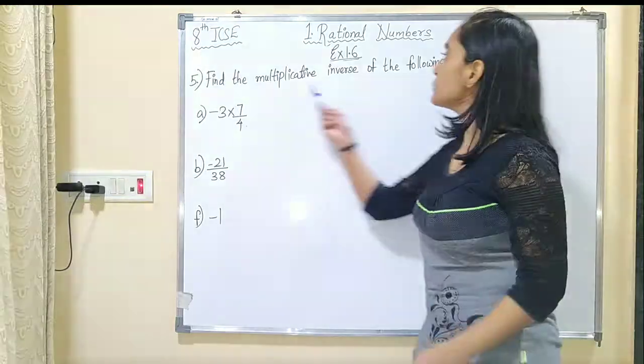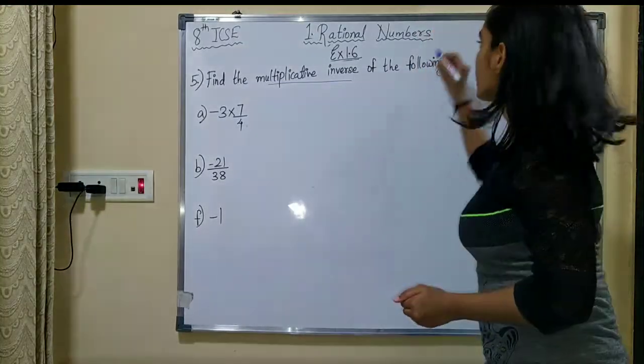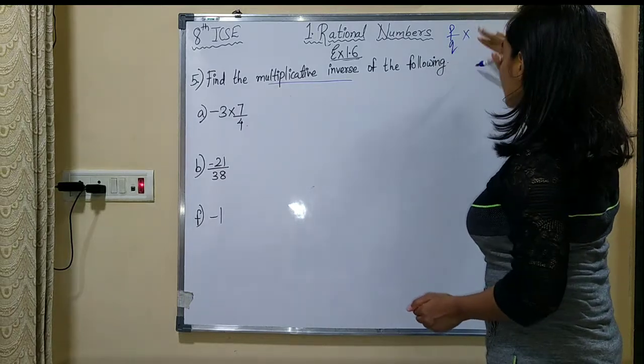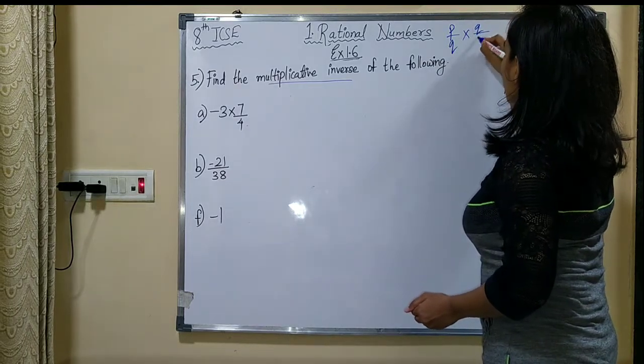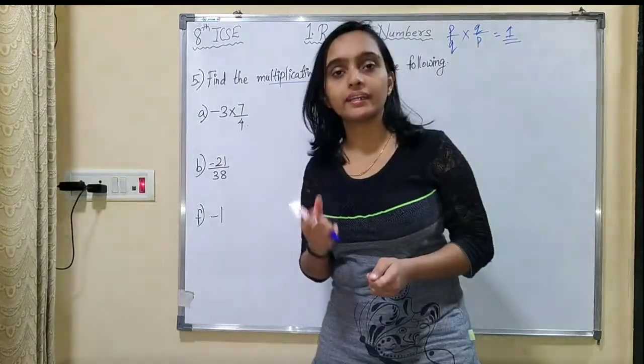Find the multiplicative inverse of the following. So what is multiplicative inverse? If you have any rational number, say P upon Q, and if you multiply it by its reciprocal, that is Q upon P, it gives you 1. That is, it gives you the multiplicative identity as the answer.